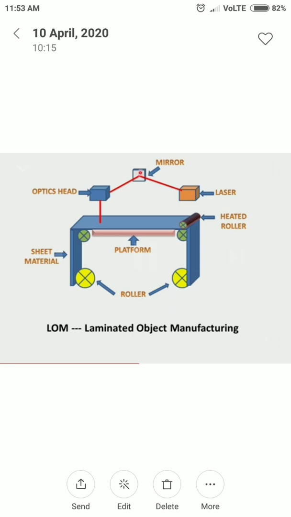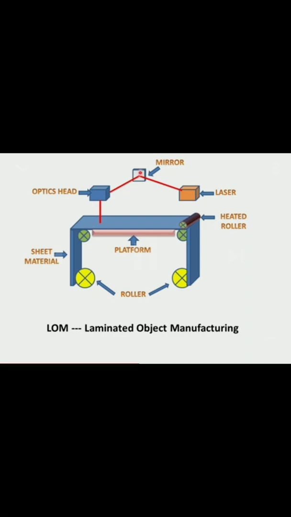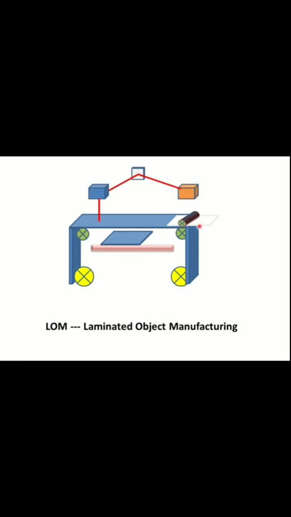Then the laser light comes from the laser source, hits the mirror, the mirror reflects it to the optics head, and the optics head gives the directions to cut the material. So I hope you understand this working principle. If you do not understand, I'll go to the next slide, and you will understand clearly what happens here.